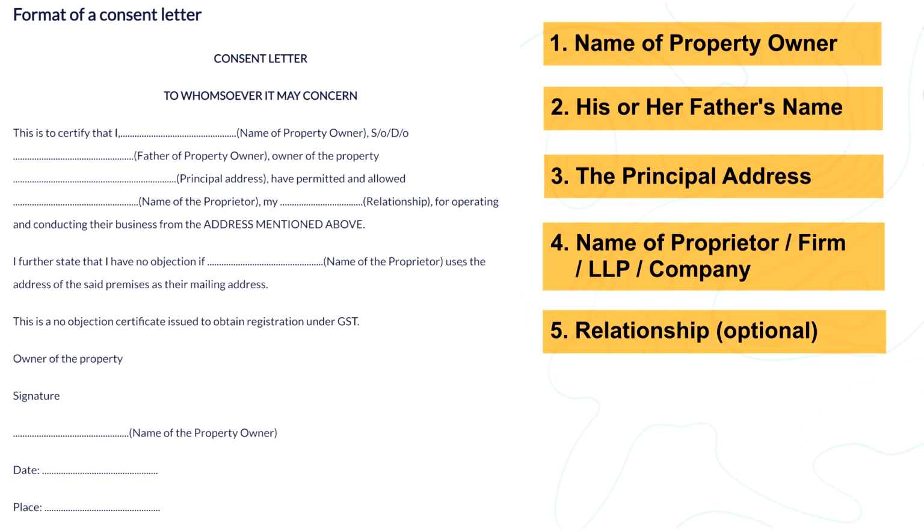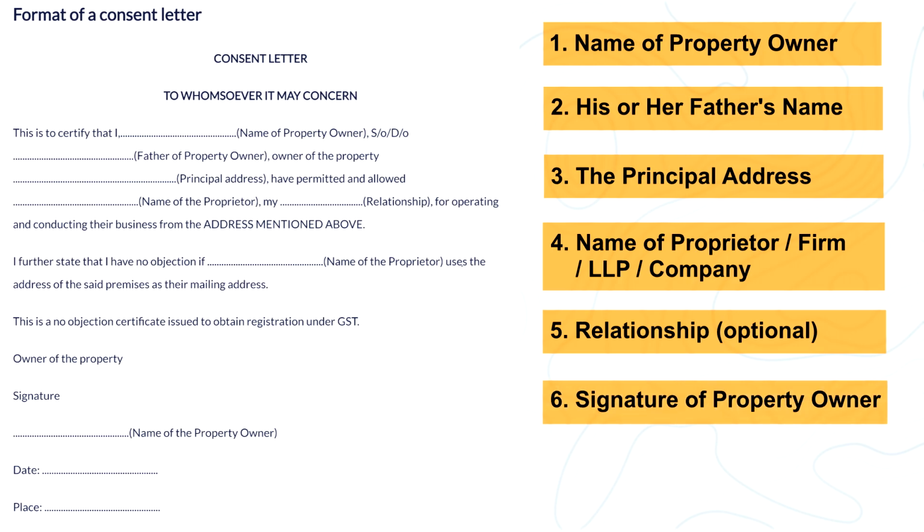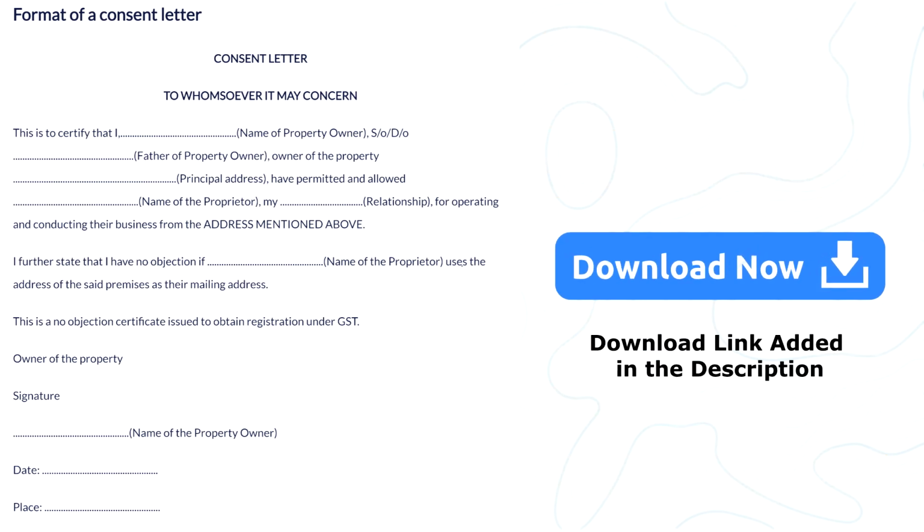Number 5, this is optional. You can include the relationship of the proprietor with the property owner, but it is not mandatory. Number 6, in the bottom, the signature of the property owner with date and place. Attached in the description section is a sample Word template of the consent letter. Click the link and fill it up in Microsoft Word and Google Docs.